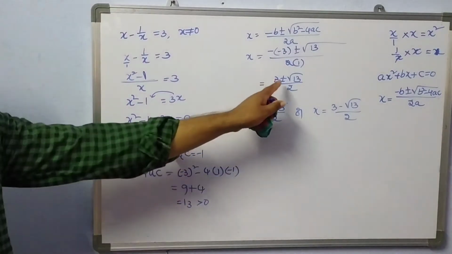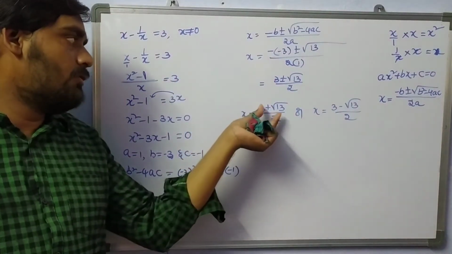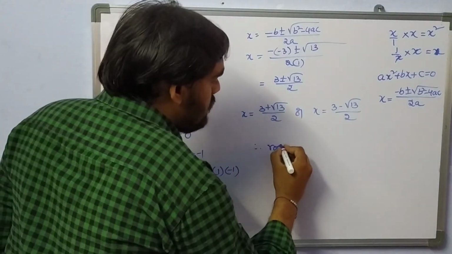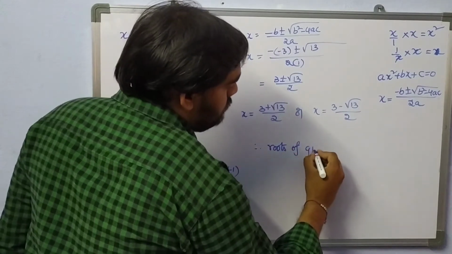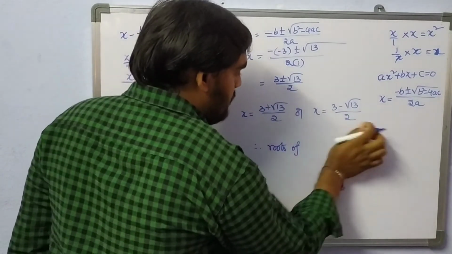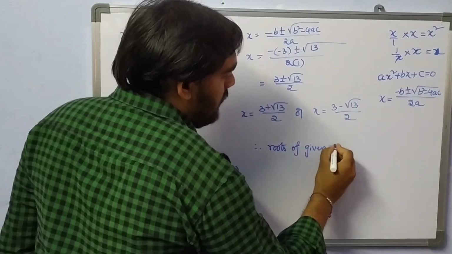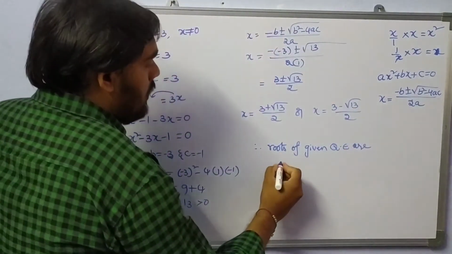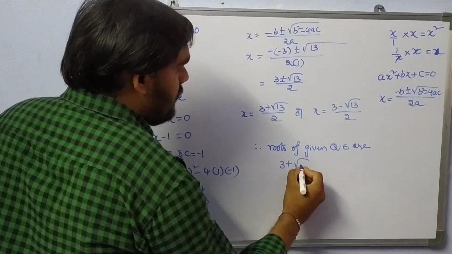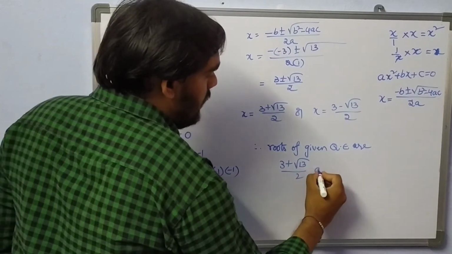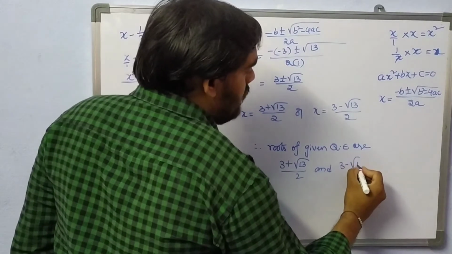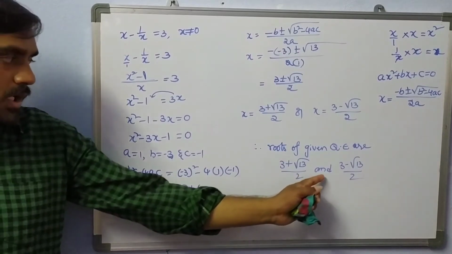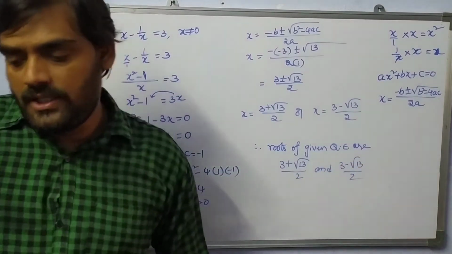See here, plus or minus is there in the formula. So one time we need to take plus, another time we need to take minus. Therefore, the roots of the given quadratic equation are 3 plus square root of 13 by 2 and 3 minus root 13 by 2.